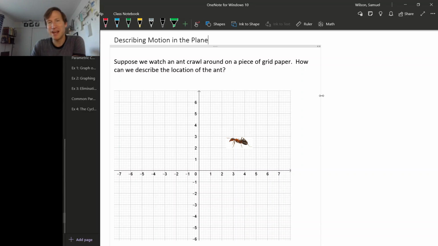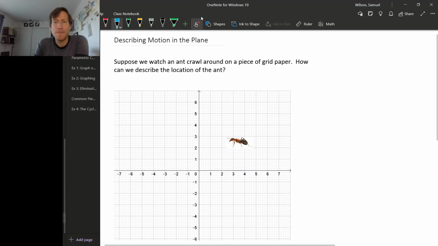Let's suppose that we have an ant that's crawling around on a piece of graph paper like this. How could we describe the location of the ant? Well, when the ant is at this spot, we could just write down the coordinates of its location. So this spot is (2, 2).